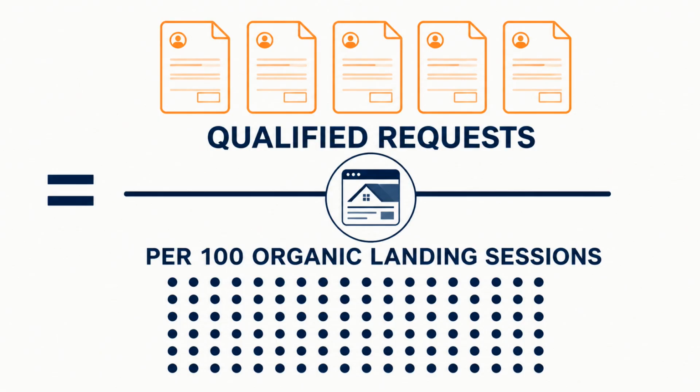The hypothesis is specific. For Rochester area hail damage queries, this evidence-rich page will earn more qualified organic inspection requests per 100 landing sessions than the old generic page. The primary metric is qualified request rate. Search impressions and clicks are diagnostic metrics. Generative AI visibility in Google's Search Console report is another diagnostic, not the business outcome.